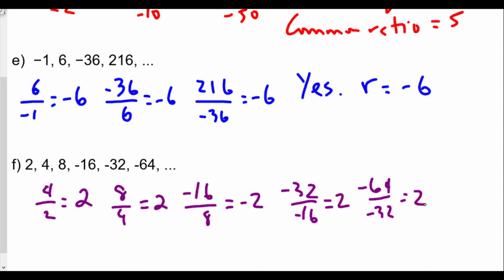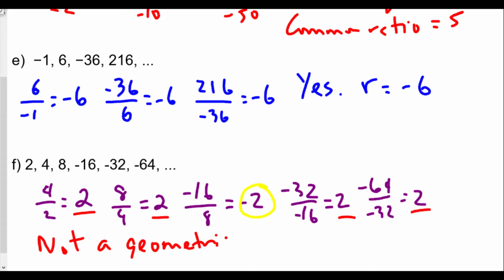It seems like it might be geometric, but again, the ratios are not the same. We are getting ratios of 2 except for one situation, and that's all it takes to make this not a geometric sequence. So the answer is no, this is not a geometric sequence. And therefore, there is no common ratio, because it has to be one value.